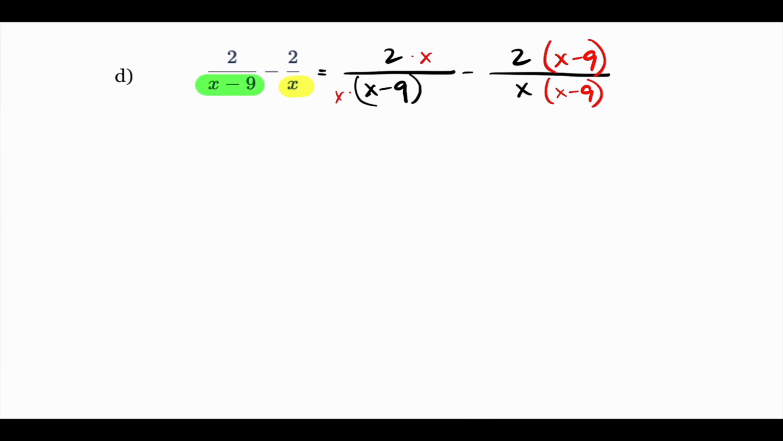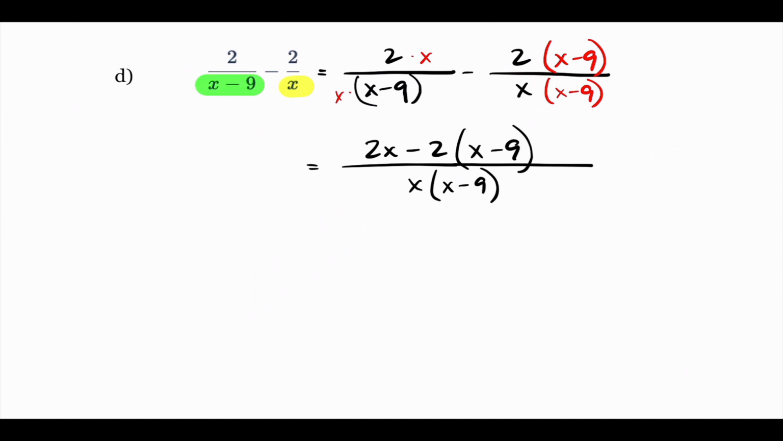Okay, so the bottom now is x minus 9. Now my focus is on the top. So I have 2x minus 2 times x minus 9.